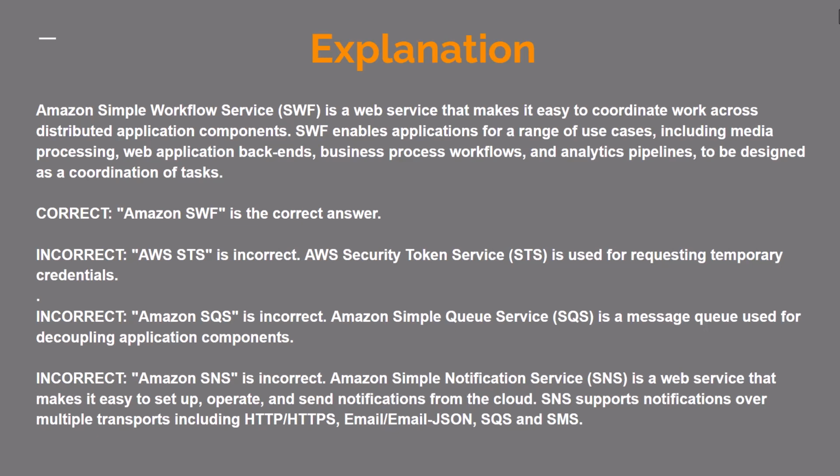Incorrect. Amazon SQS is incorrect. Amazon Simple Queue Service (SQS) is a message queue used for decoupling application components. Incorrect. Amazon SNS is incorrect. Amazon Simple Notification Service (SNS) is a web service that makes it easy to set up, operate, and send notifications from the cloud. SNS supports notifications over multiple transports including HTTP/HTTPS, email, email-JSON, SQS, and SMS.